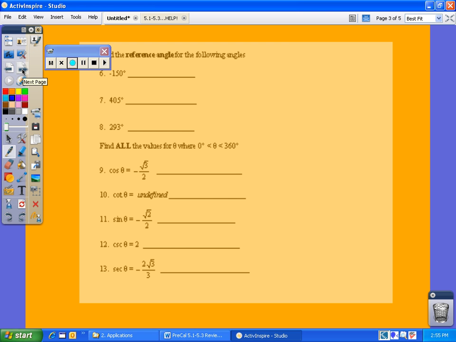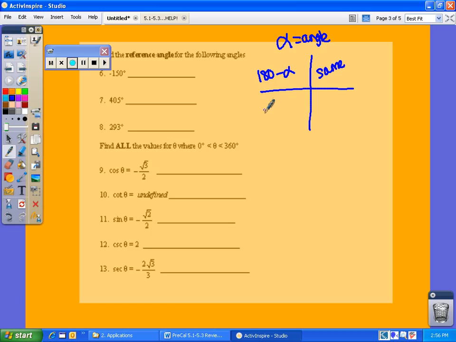Alright, now looking for the next section in terms of reference angles. Remember, each quadrant has their own rule. First quadrant stays the same, so if you're given an angle in the first quadrant, you don't have to do anything to find the reference angle. If you're given something in the second quadrant, you're going to do 180 minus the angle. Remember, alpha stands for angle.